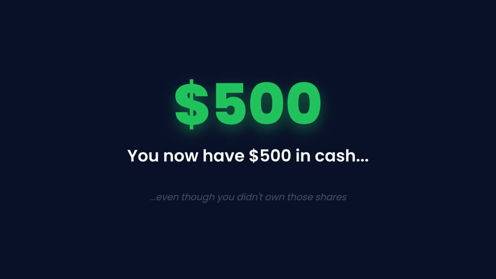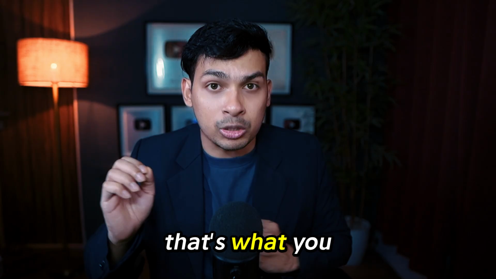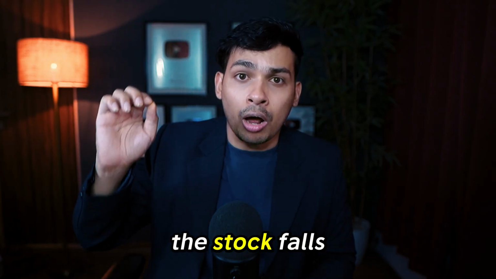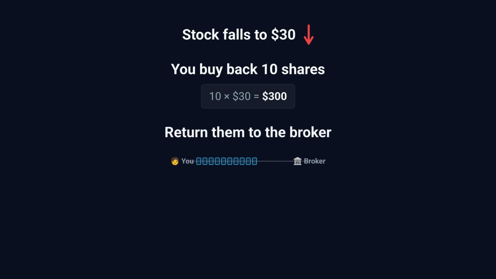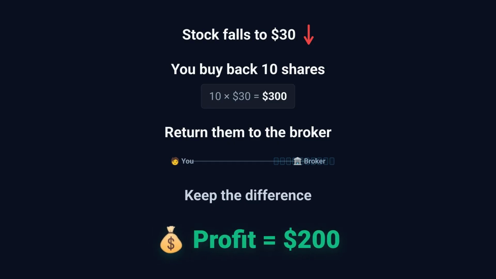So if the price drops, which is the best case scenario, that's what you want. Now imagine the stock falls to $30, all the way from $50. You buy back the same 10 shares for $300 and return them to the broker, and you keep the difference. So your profit becomes $200.